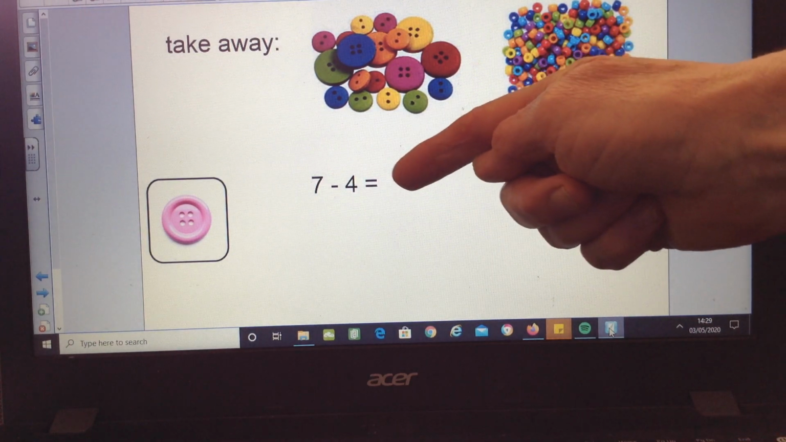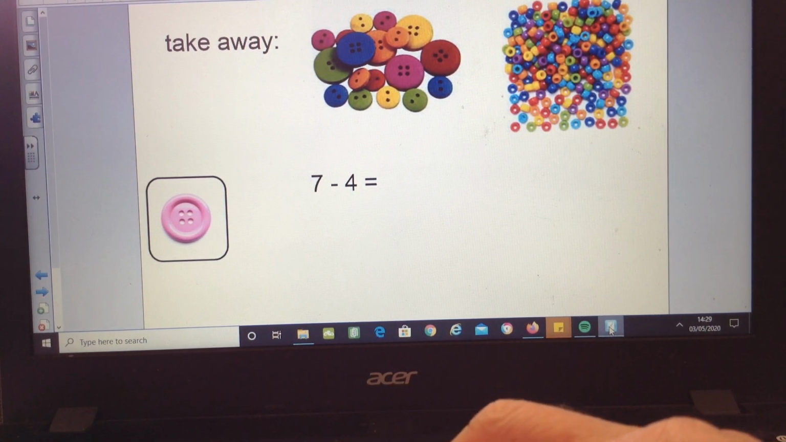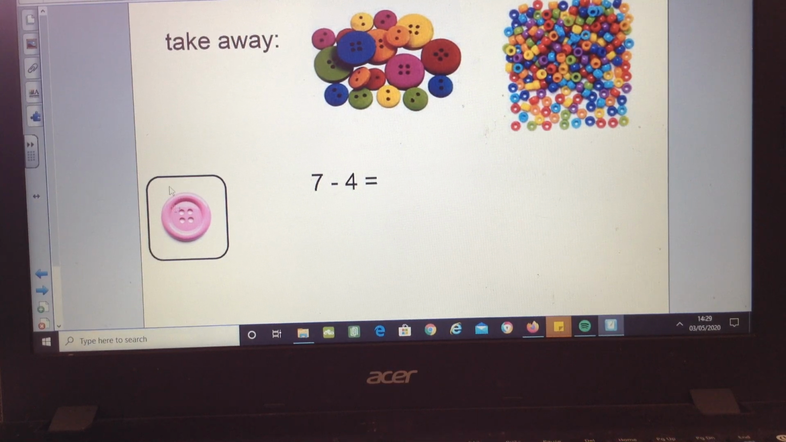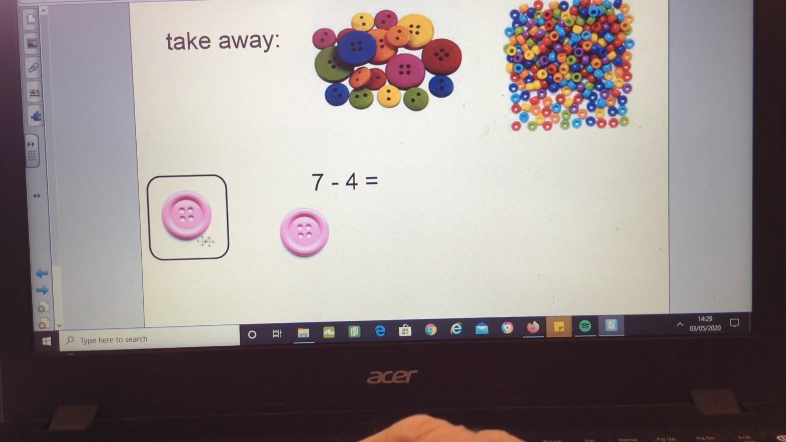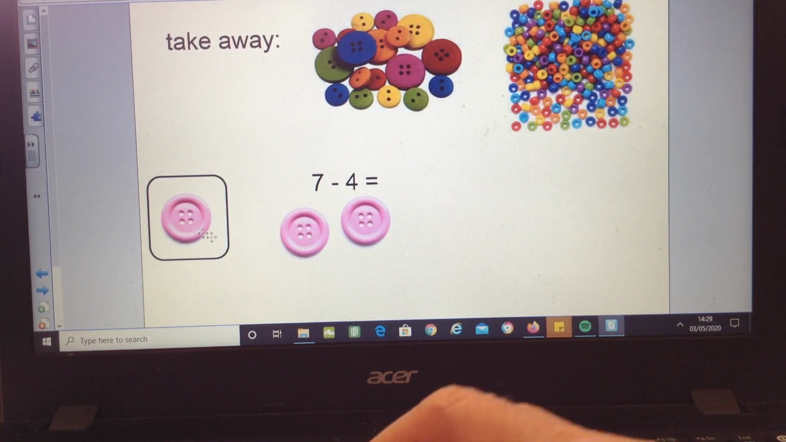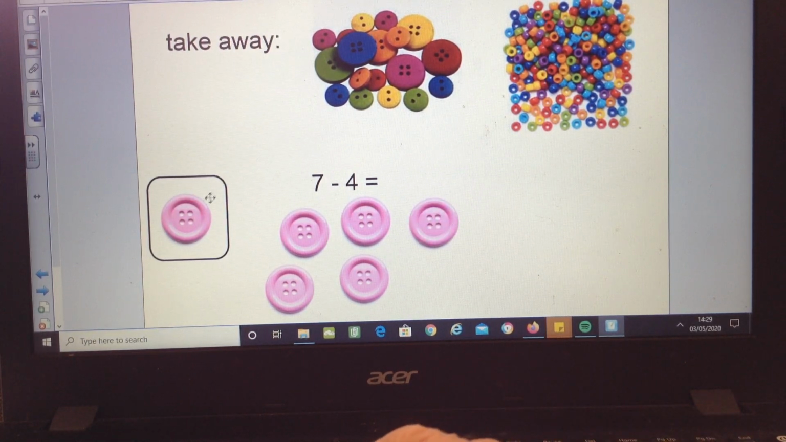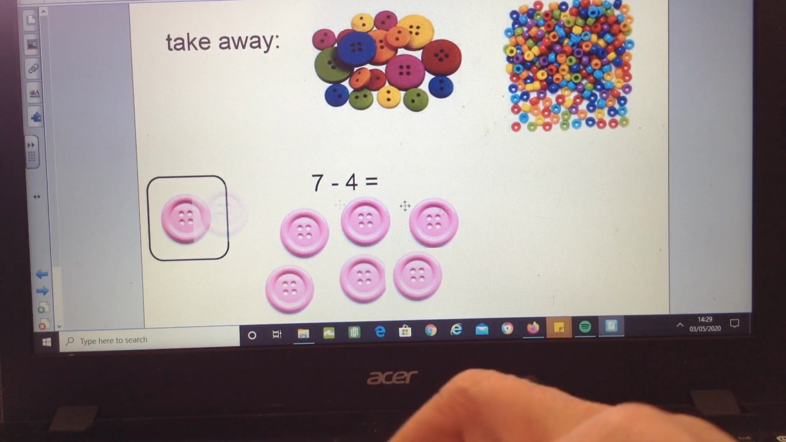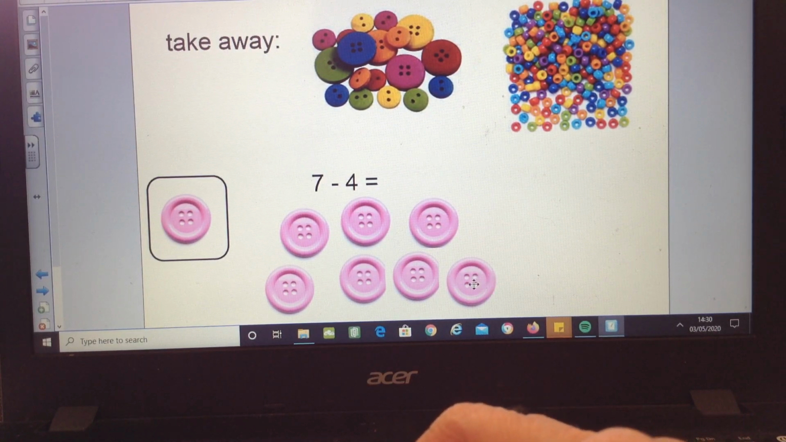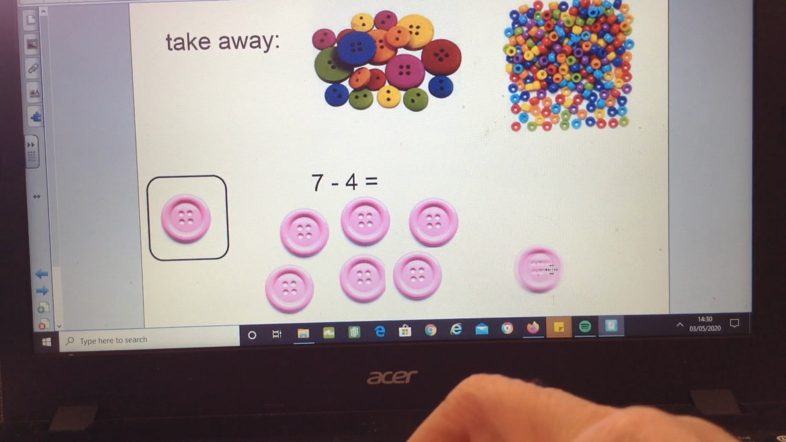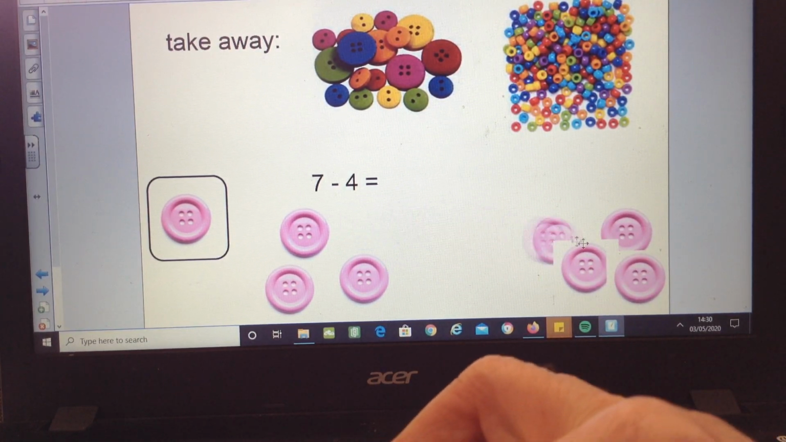Now we've got a subtraction here, 7 take away 4. 7 take away 4 equals what? So if you get your objects, I've got a pile of pink buttons here. I am going to get 7 pink buttons. 1, 2, 3, 4, 5, 6, 7, and we've got to take away. Subtraction is taking away. We'll take away 1, 2, 3, 4.